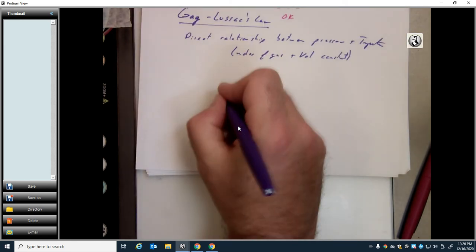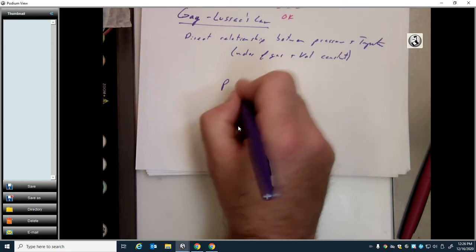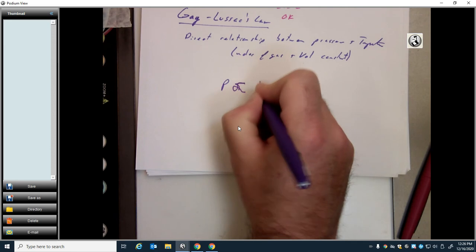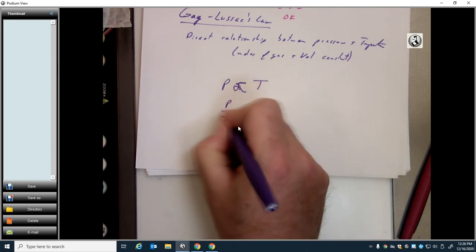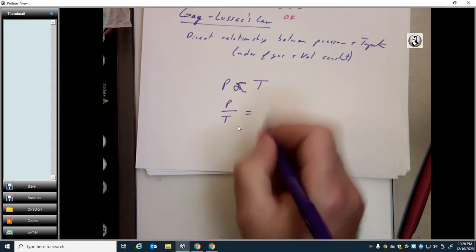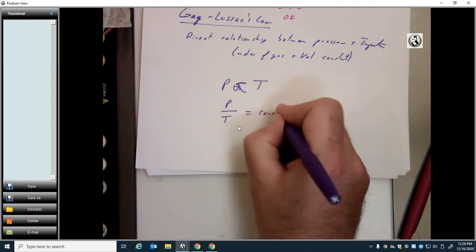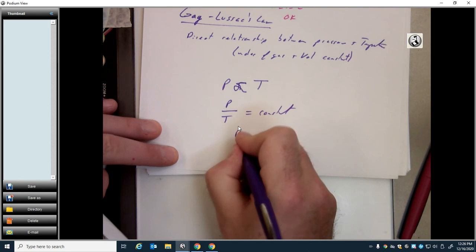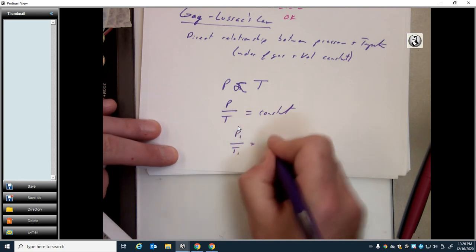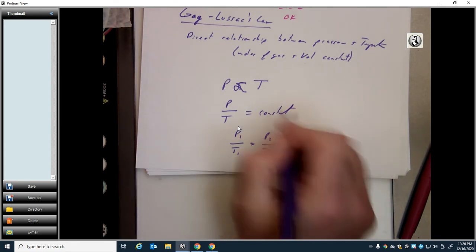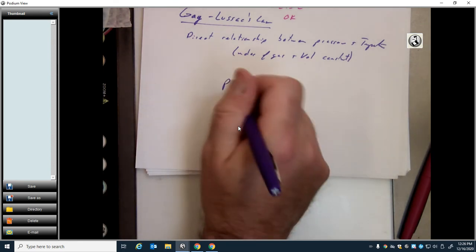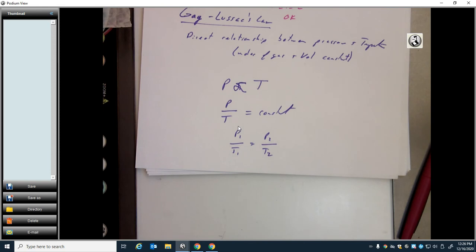So this is a direct relationship between pressure and temperature. If it's a direct relationship, to get our constant, we divide. So P over T equals a constant. So that means we can get P1/T1 equals P2/T2. So if we increase our temperature, our pressure is going to go up as long as our volume is constant.